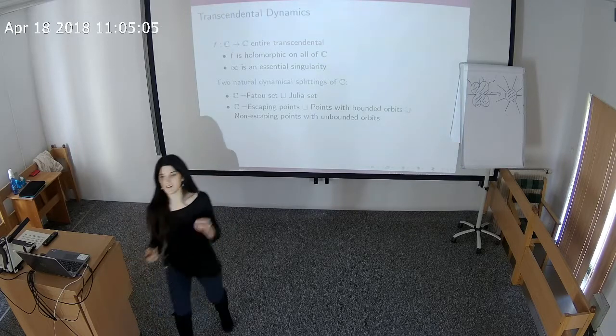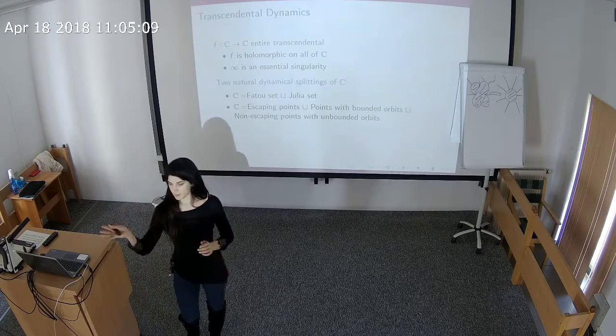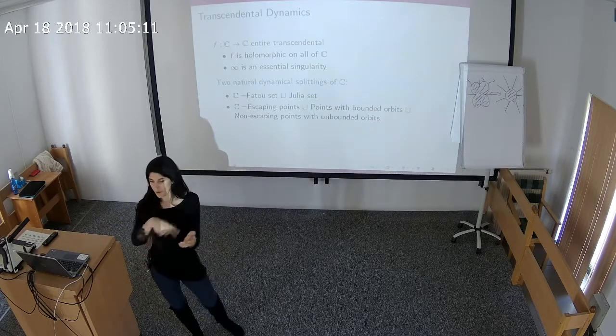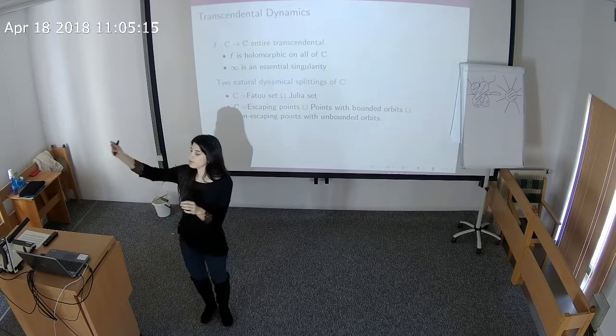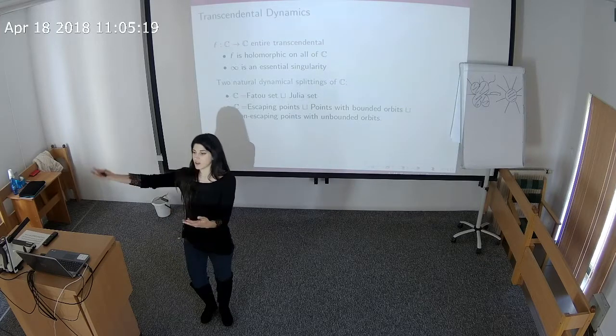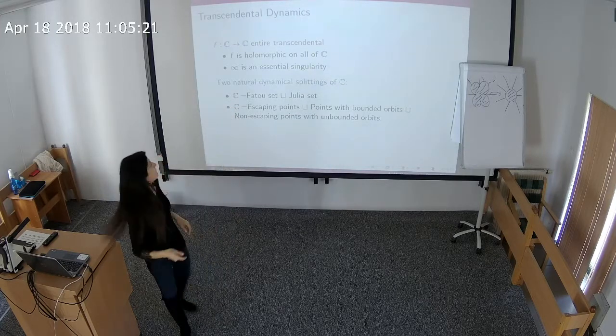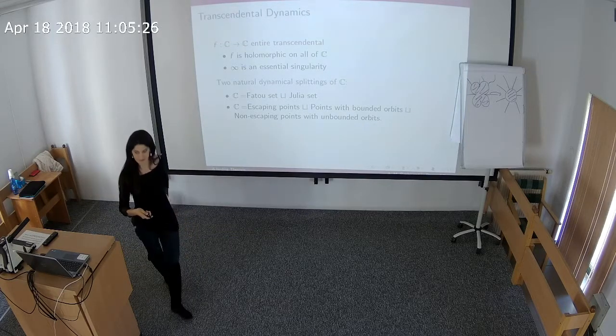When you are in transcendental dynamics, everything is more complicated. You can have points which escape to infinity. You can have points whose orbits stay in a compact set. But you can also have points which go all the way to infinity, and then because you're near the essential singularity, you can come back and then go again. And I like to call them bouncing points, but it's not official terminology. So let us call them non-escaping points with unbounded orbits.